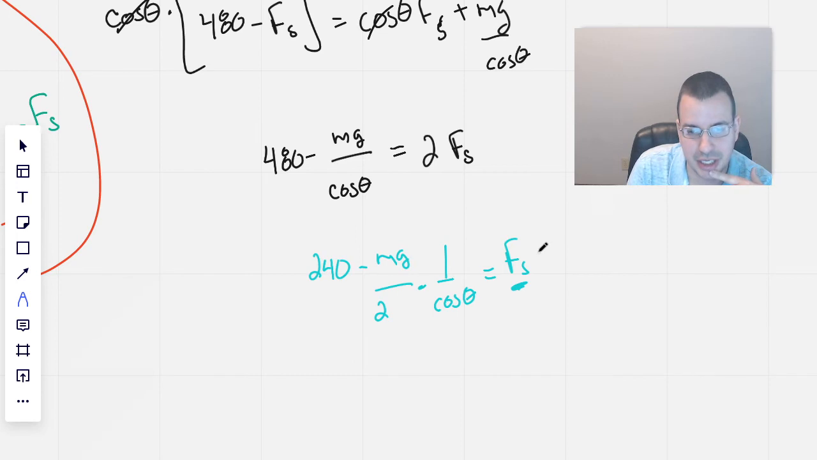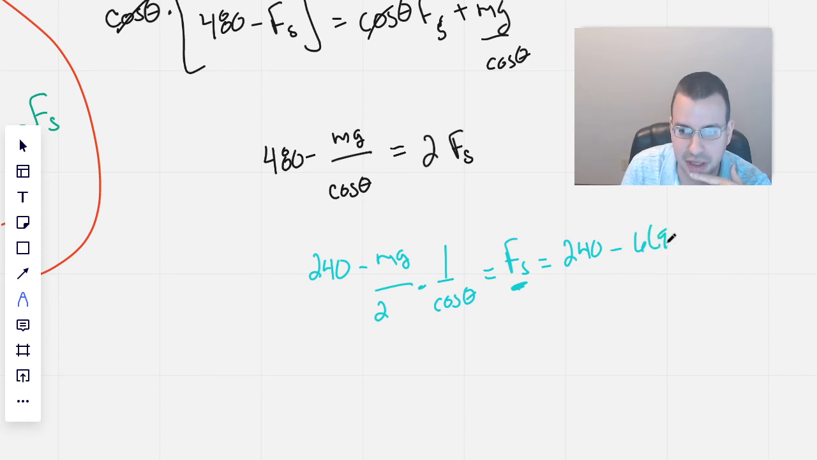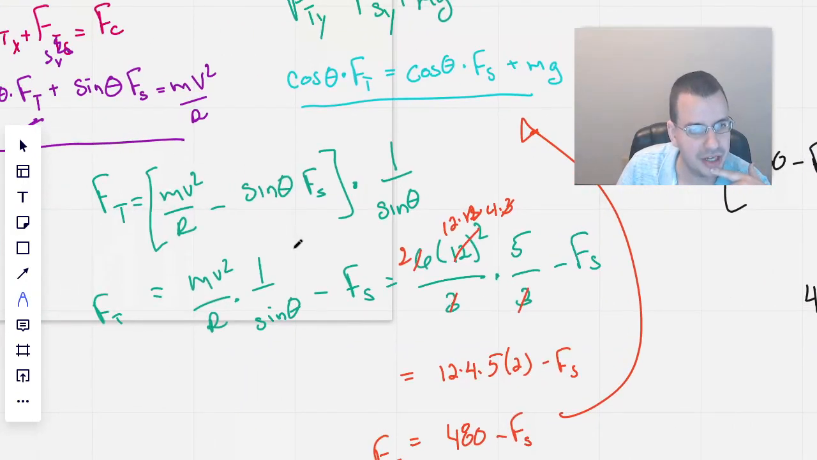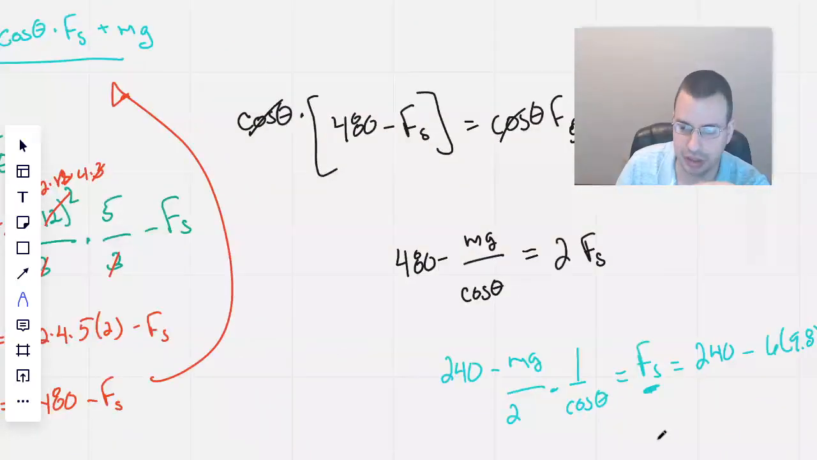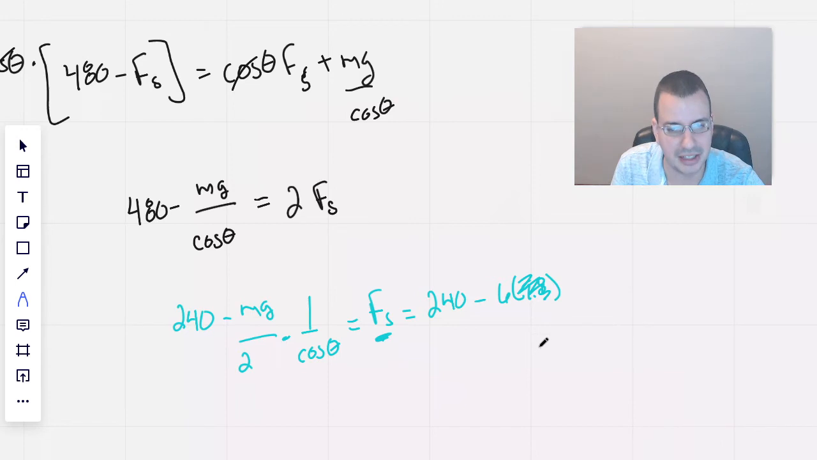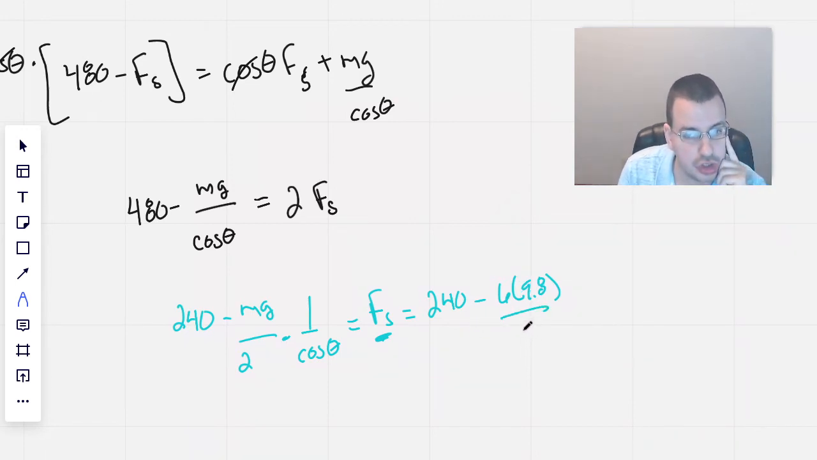So putting some numbers in here, we have 240, mass, which is 6, gravity, which is 9.8. Did I get gravity over here? No, because gravity is not involved in the x direction, only the y direction. Good call. I'm going to call it 10 though, just because I'm going to go with 9.8, more exact, divided by 2 times cosine of theta.